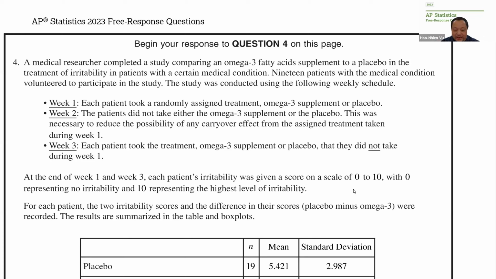For example, let's say that I don't get it. Then I look at week 1. Each patient took a randomly assigned treatment, either this omega-3 treatment or placebo. And then in week 3, they took the treatment that they did not take during week 1. That means the omega-3 people now take the placebo, and the placebo people now take the omega-3 supplement. And the part in between is so that the system has the time to wash the effect out.